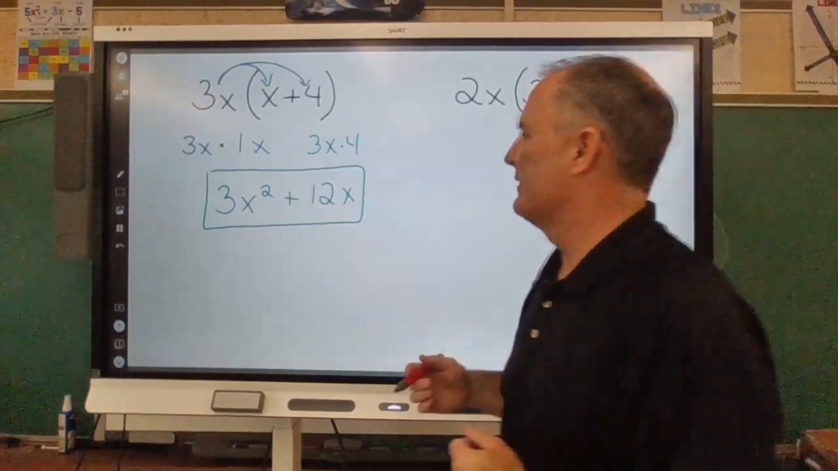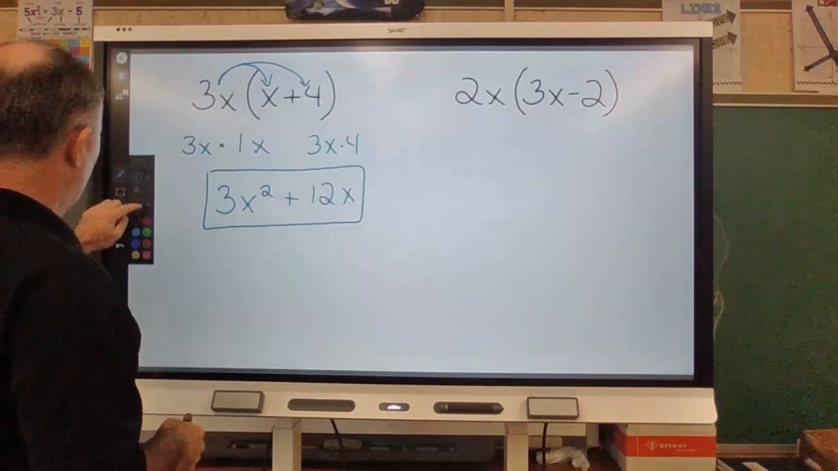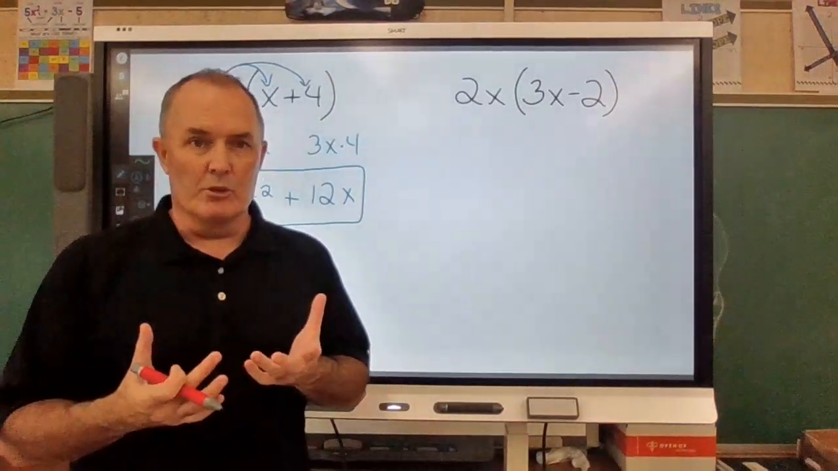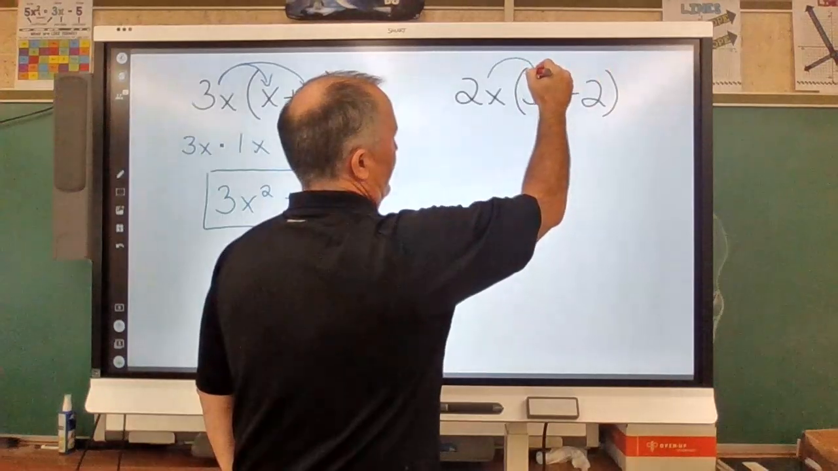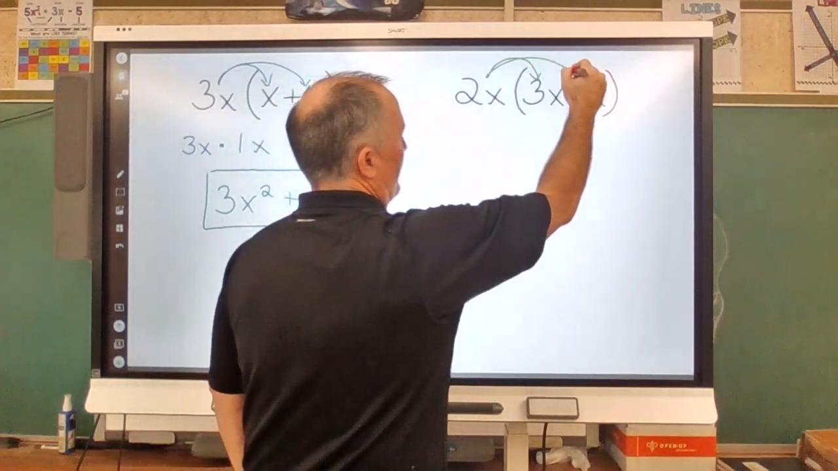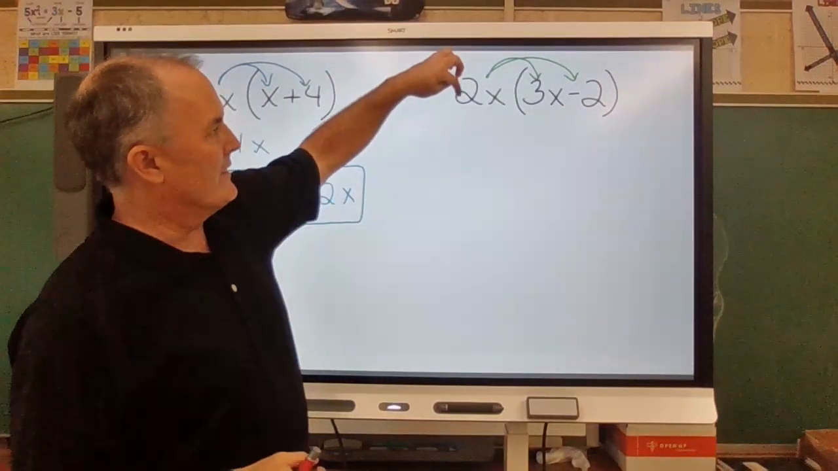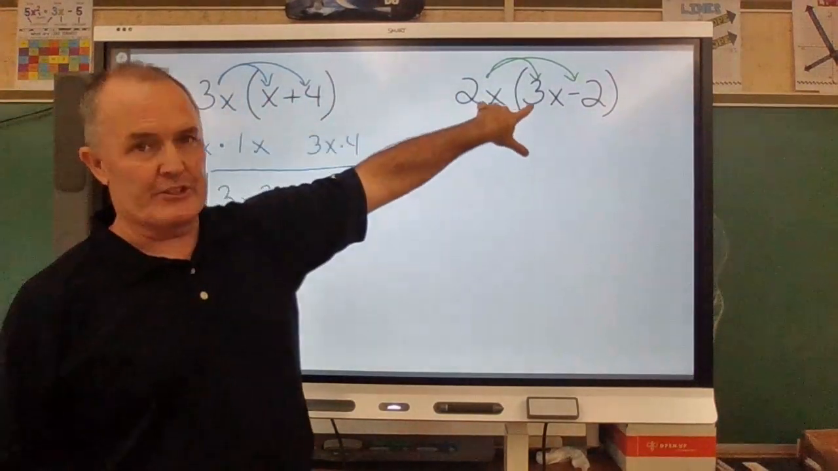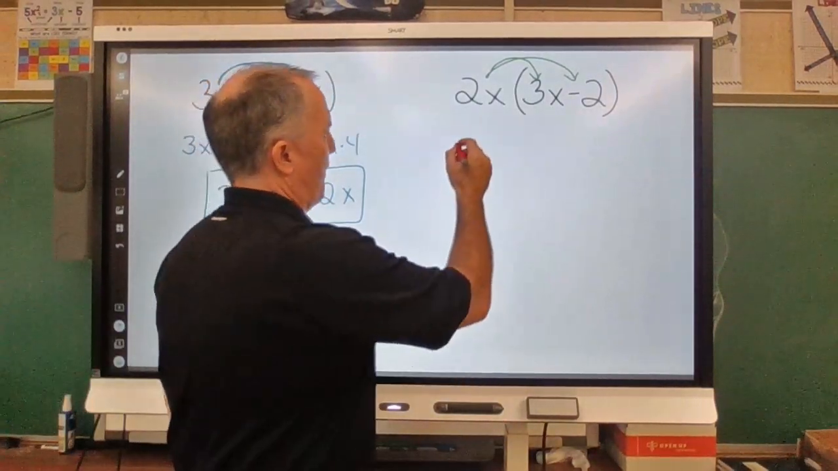All right, let's do this one. Change colors. Change it up a little bit. All right, same rules apply here. We're going to take whatever's on the outside and multiply it by both terms on the inside separately. So once again, as we learned over here, we multiply the coefficients first. That's the numbers in front of the variable.